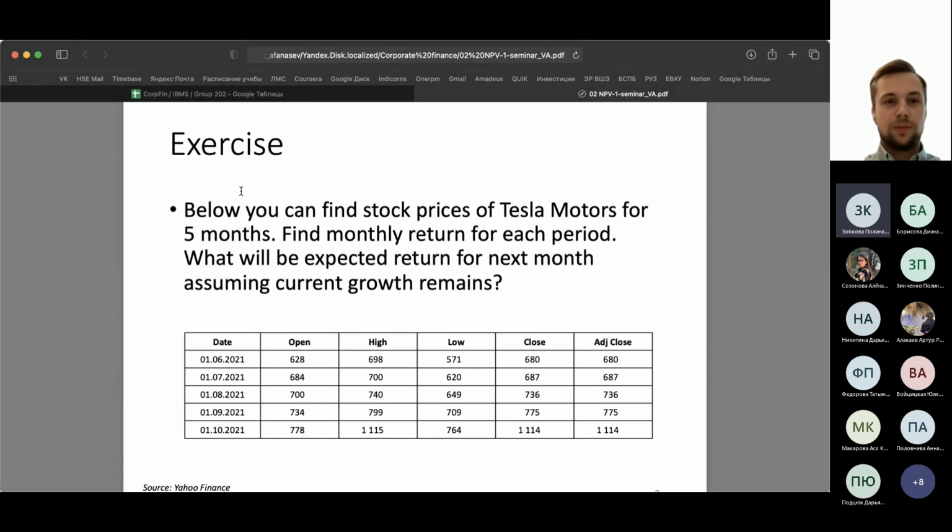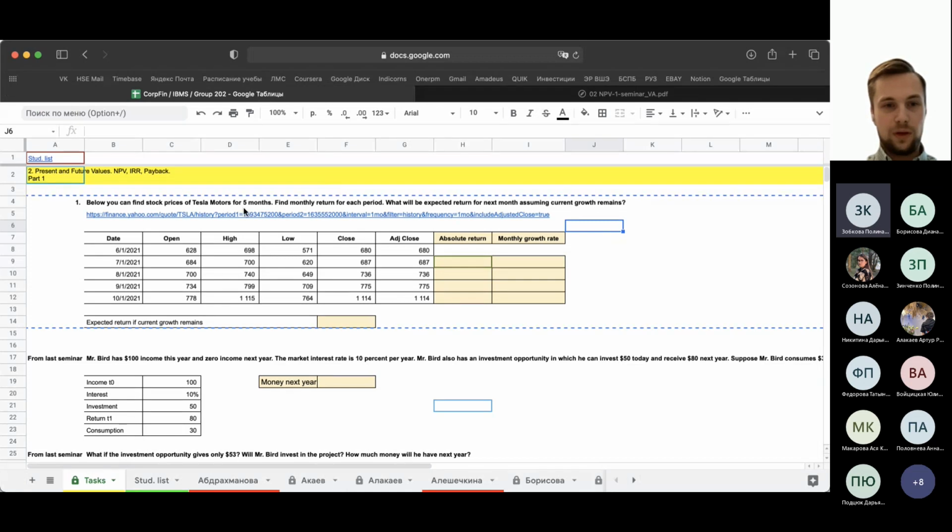So if we look at the spreadsheet, we have several kinds of stock prices here, like open price, high price, low, close, and etc. I suggest using the adjusted close price for this exercise and calculating firstly the return in absolute terms, like by how many dollars the price of the share grew from June to July, from July to August, and etc. And then to calculate the growth rate in percent.